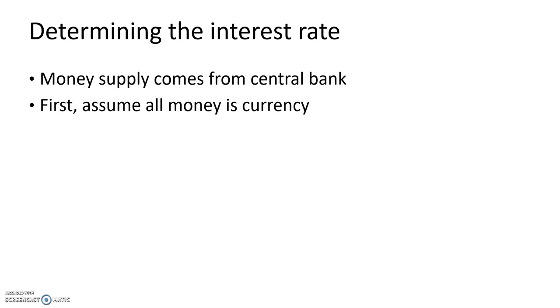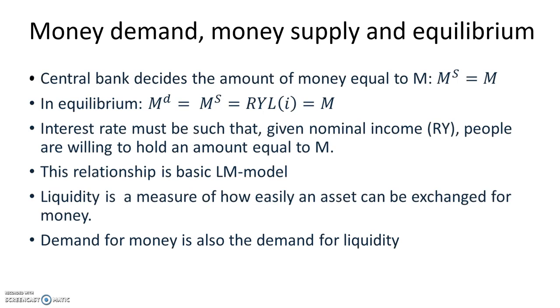Determining the interest rate. Money supply comes from the central bank, and we will assume that the only money is currency. Money demand, money supply, and equilibrium. The central bank decides the amount of money, so MS = M, where the superscript S stands for supply. In equilibrium, MD, which is money demand, is equal to MS, money supply, which is the same as $Y L(i), the money demand, being equal to M, the money supply.